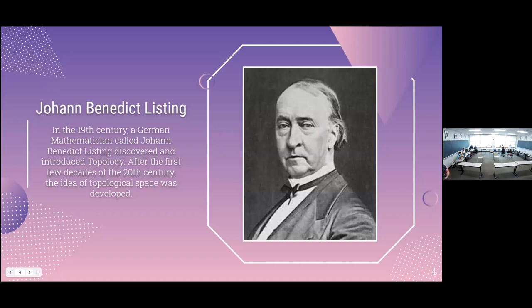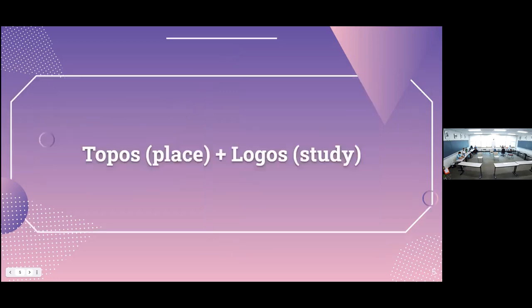Here we have Johann Benedict Listing. Listing was a German mathematician in the 19th century who discovered and introduced the idea of topology. After the first few decades of the 20th century, his idea of topology evolved and the idea of topological space was developed. The word topology is derived from the Greek words topos and logos. Topology deals with the study of the properties of a geometric object that are preserved under continuous deformations.